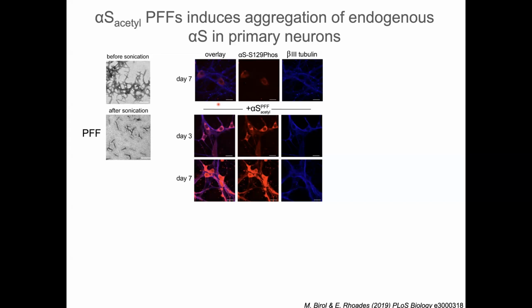And so this is how it's able to propagate through the brain: by this sort of cycle where you take up some aggregate, you aggregate all the endogenous protein, the cell dies, it releases the aggregate, and then that can be internalized by other neighboring neurons. And so it propagates through the brain this way.